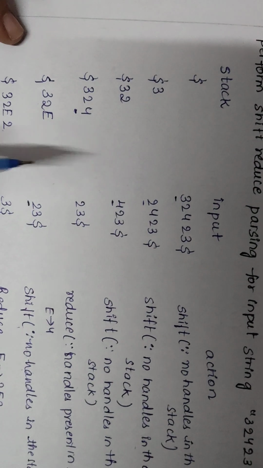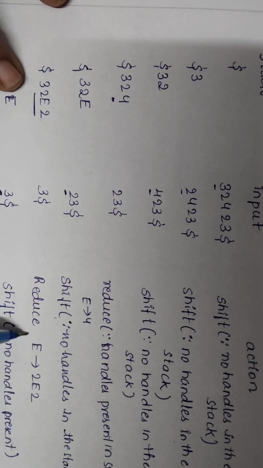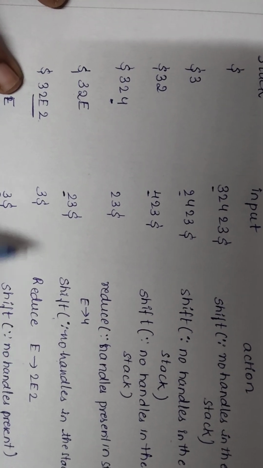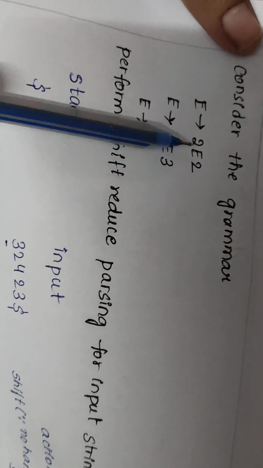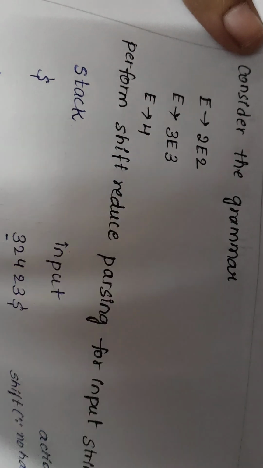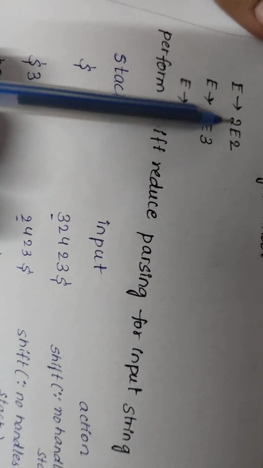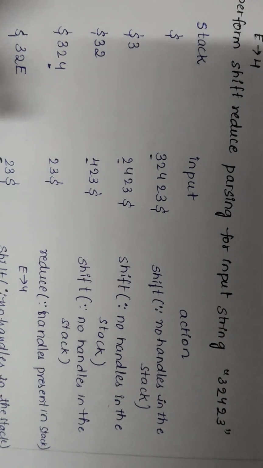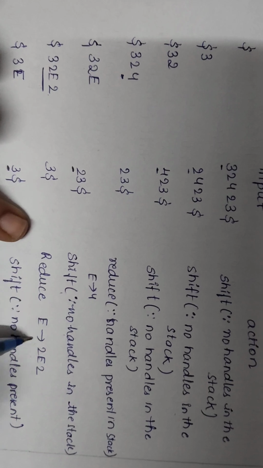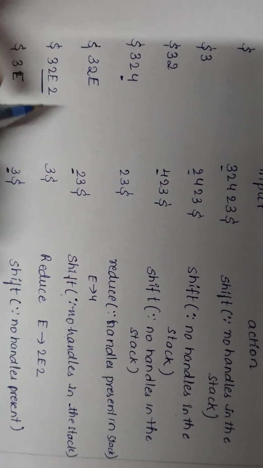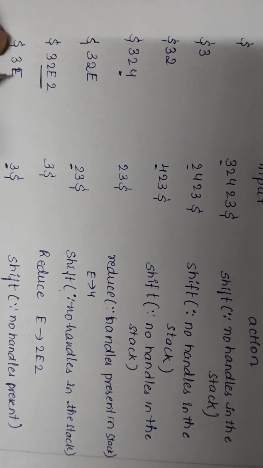When the RHS elements are present in the stack, we need to reduce this. This is produced by which grammar rule? This is produced by this first one. Okay, so we need to reduce this by this. So reduce E produces 2E2. Reduce E produces 2E2 means in place of this, we need to pop this and we need to push this.